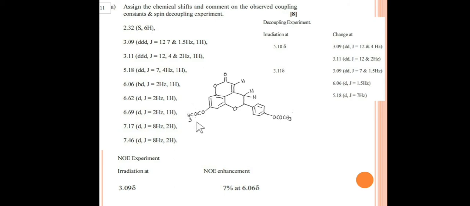You can see there are two OCOCH3 groups. That means there are two O-acyl groups in this molecule, and the O-acyl methyl groups we can easily identify. You can see that 2.32, a singlet of 6H, is associated with these two methyl groups. They are singlets, and both are OCOCH3, so they will show a singlet of 6H. So let's assign 2.32 to these two methyl groups.